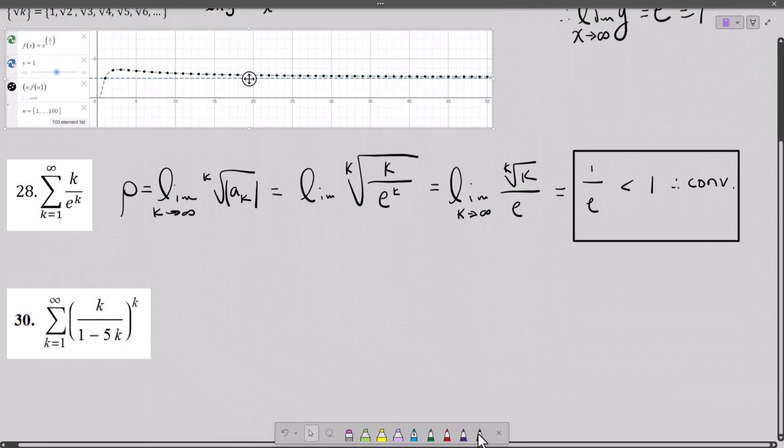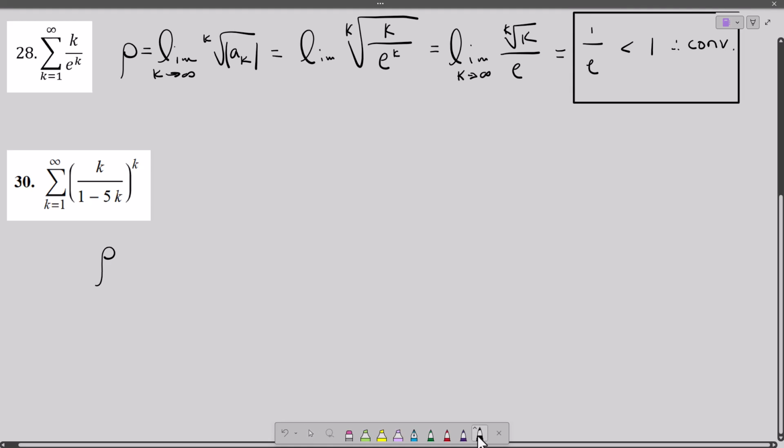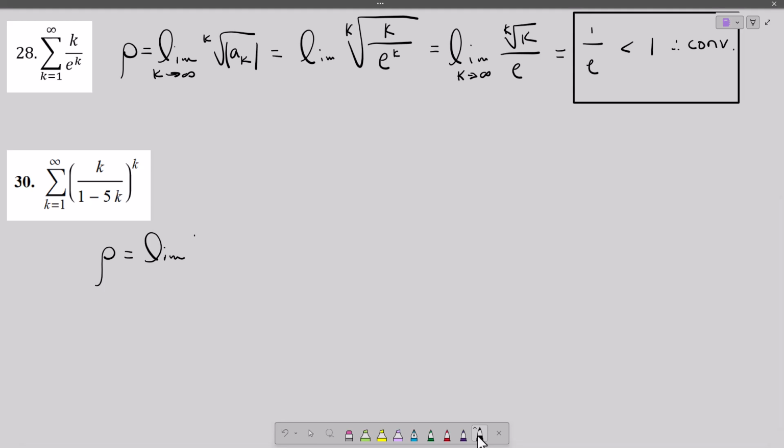Make sense? Mm-hmm. All right, good. All right, let's try another one. This one has a slight snag. We're going to take the limit as k goes to infinity of the kth root of the absolute value of a sub k. We have to use some ingenuity here.